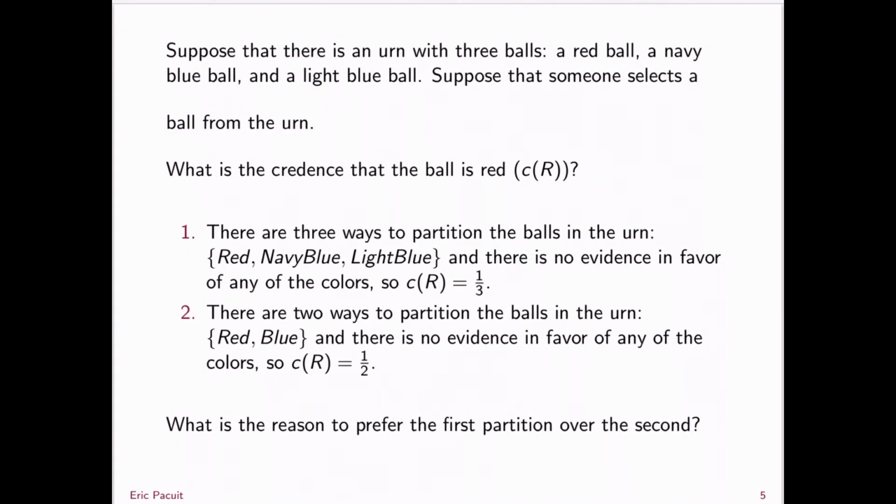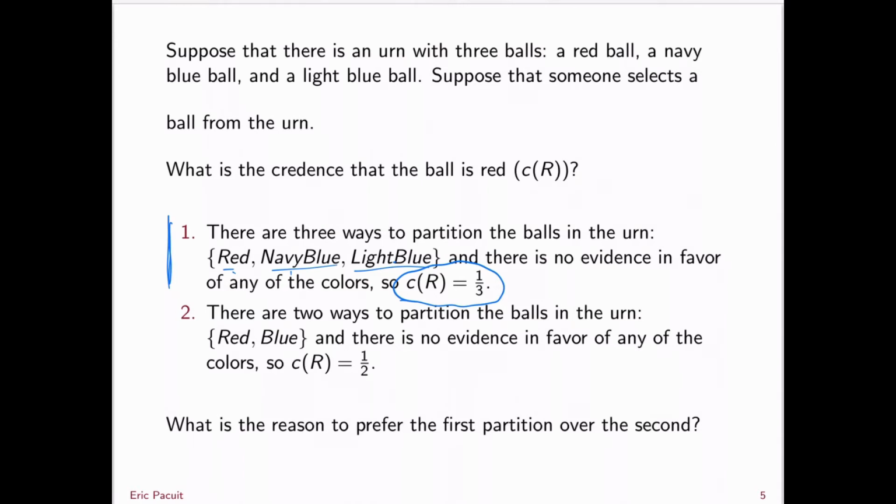Now, there are 2 ways you can answer this question. Here's one way of answering the question. There are 3 ways to partition the balls in the urn. There's a red ball, a navy blue ball, and a light blue ball. You have no evidence in favor of any of these different colors. So therefore, your credence in R should be 1/3, because there are 3 possibilities. You have no evidence in favor of any one of those possibilities, so your credence in R should be 1 out of 3.